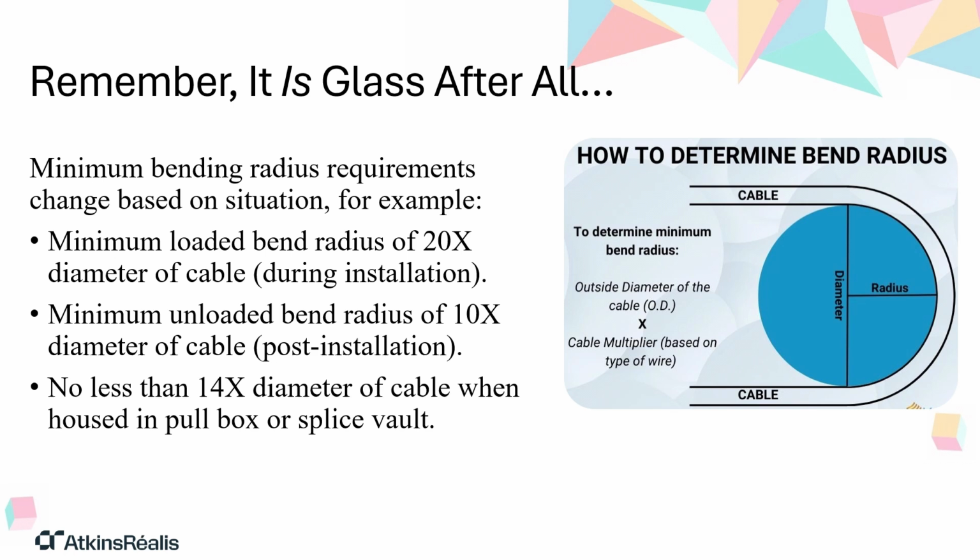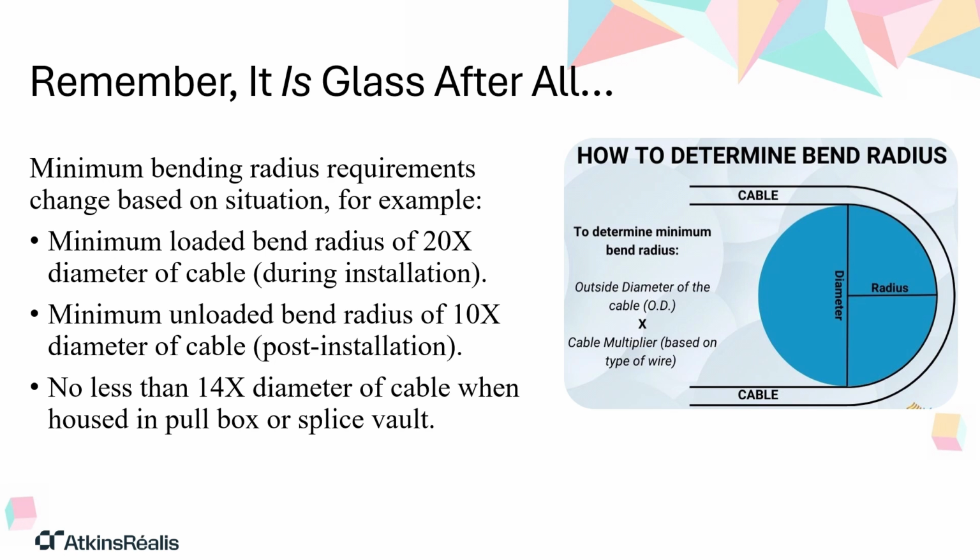So if you had that same 1-inch cable, once it was installed, you could not bend that cable smaller than 10 inches. And finally, when you're placing fiber optic cable in a box or a splice vault, the best practice is to not bend that cable less than 14 times the diameter of the cable. And this is for long-term storage. The figure on the right is a really clear example of how you can calculate the minimum bending radius for your own individual situation. Taking the outside diameter of the cable and then multiplying that by the multiplier based upon your situation.